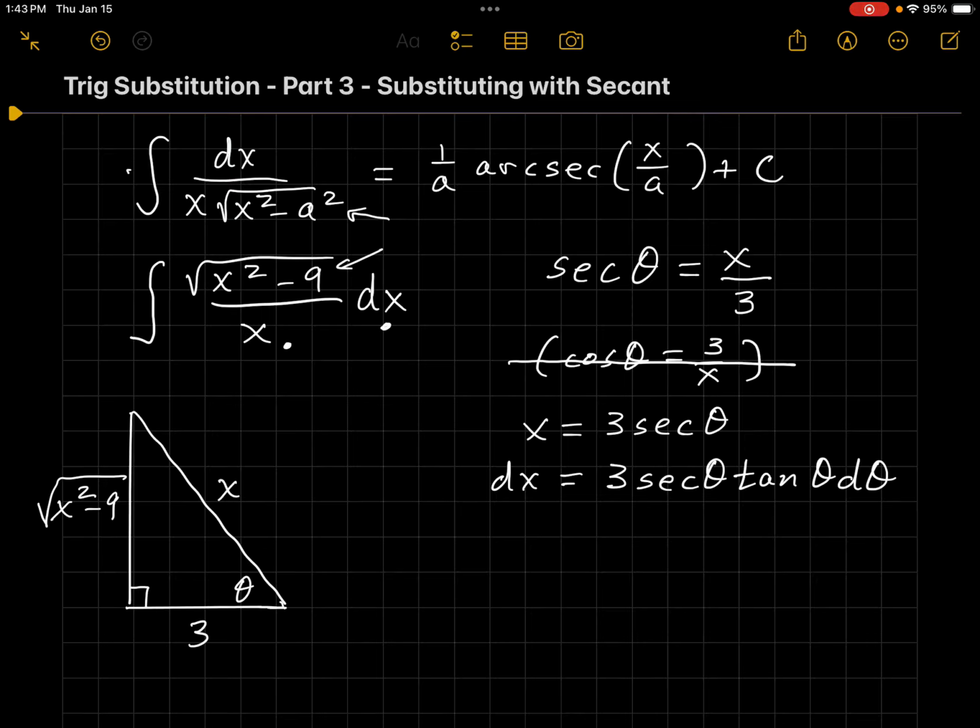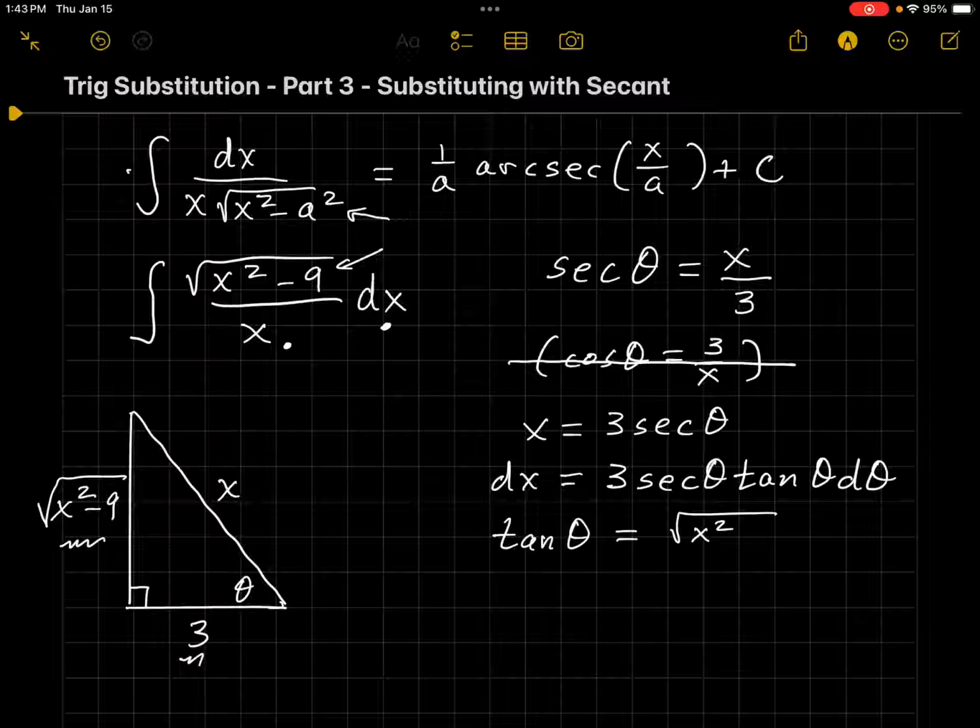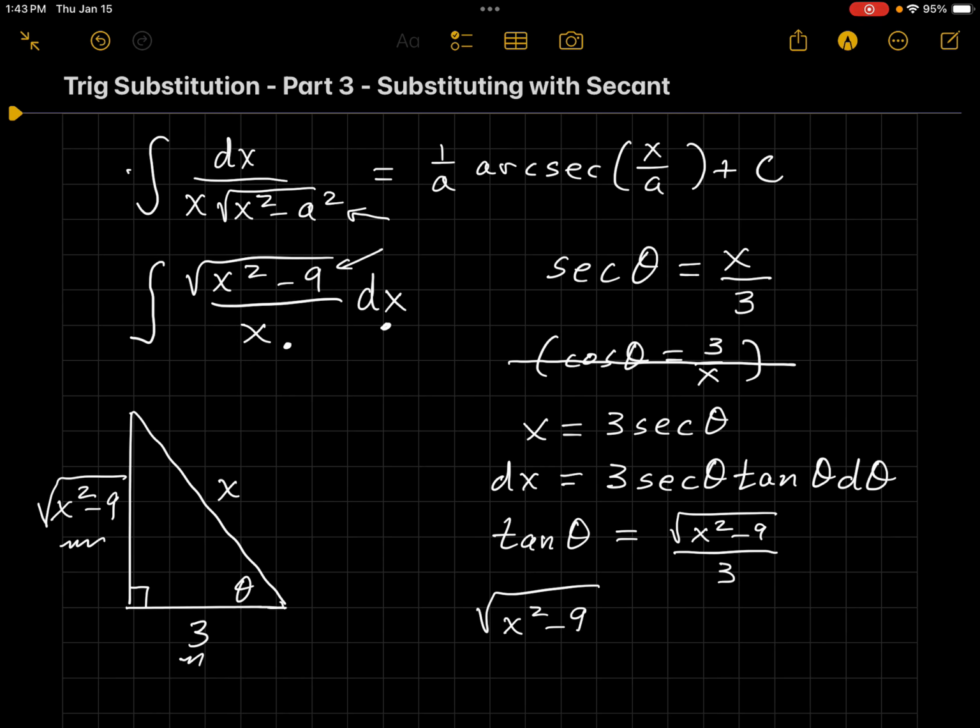We need to handle the rest of the numerator. And looking at our triangle, we see that the tangent of theta is square root of x squared minus 9 over 3. Which means the part that we want, the square root of x squared minus 9, is 3 tangent theta.